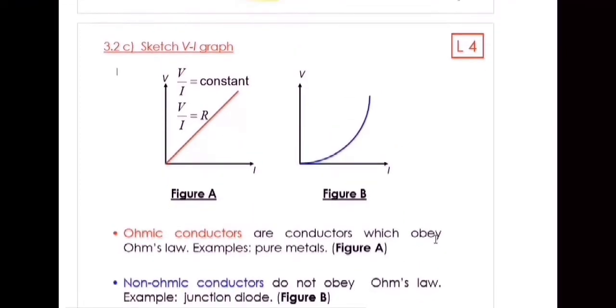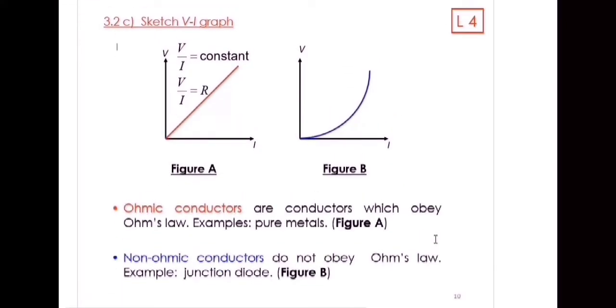Next, not all materials actually obey Ohm's law. We know Ohm's law says V is directly proportional to I. Only ohmic conductors obey Ohm's law. We say pure metals obey Ohm's law, so we get a directly proportional graph. Non-ohmic conductors do not obey Ohm's law, so the voltage and the current are not directly proportional. We get a different graph.